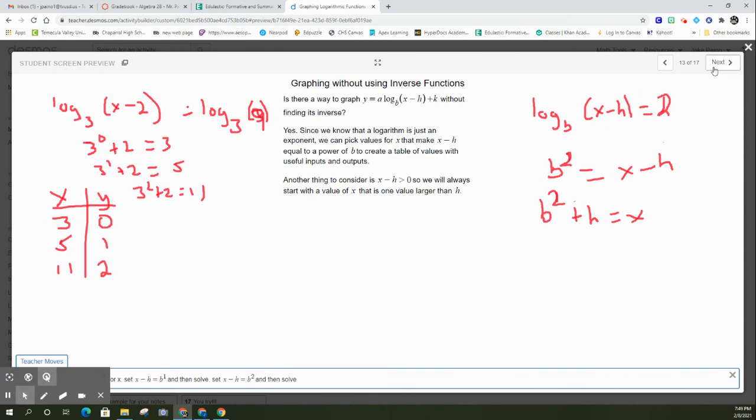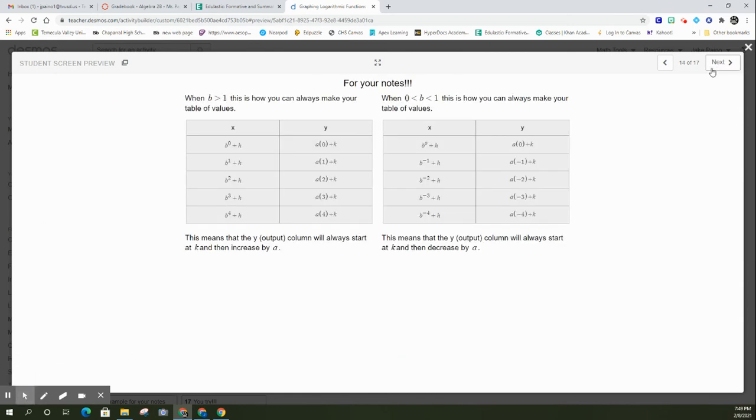Okay, this next slide is for your notes. So here's the pattern. This is what you're always going to do. When b is greater than 1 for a log function, this is how you'll make your table. Your x's, you'll just start with b to the 0 plus h, and b to the first plus h, b squared plus h, and so on, however many you want to do. Normally you're going to get too big when you get to b cubed. You probably never want to do more than 0 through 3.